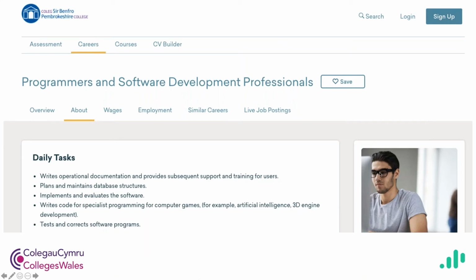So Pembrokeshire was one of the data examples I used looking at computing occupations. And so what I wanted to do there is just kind of segue across into Pembrokeshire College's Career Coach platform.